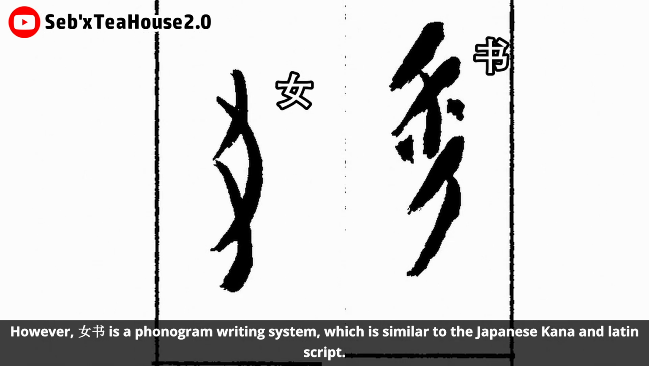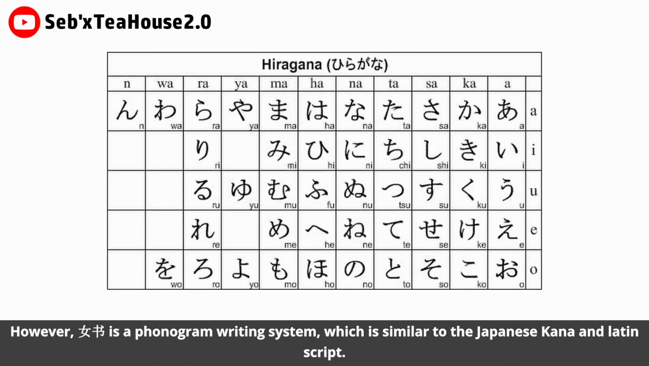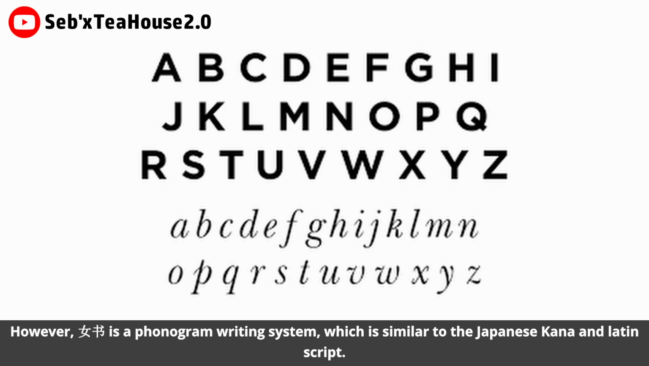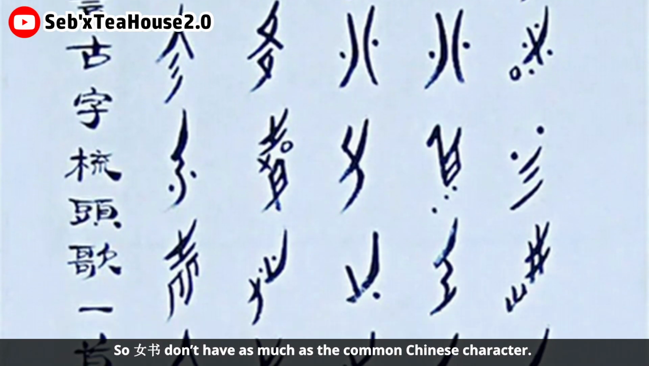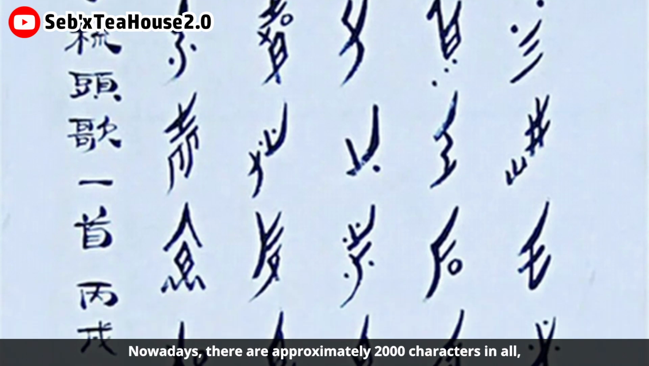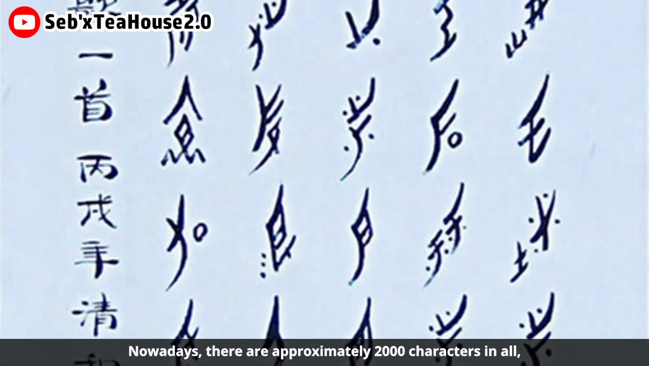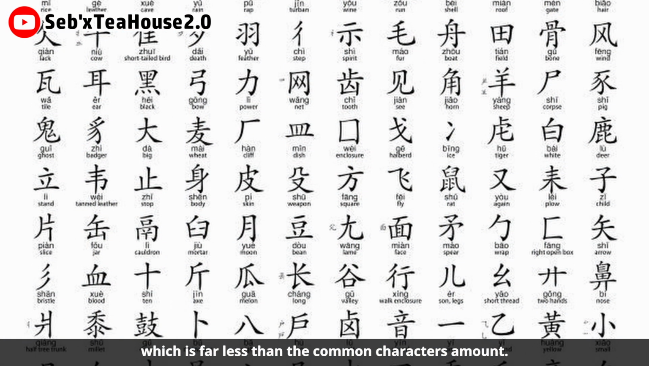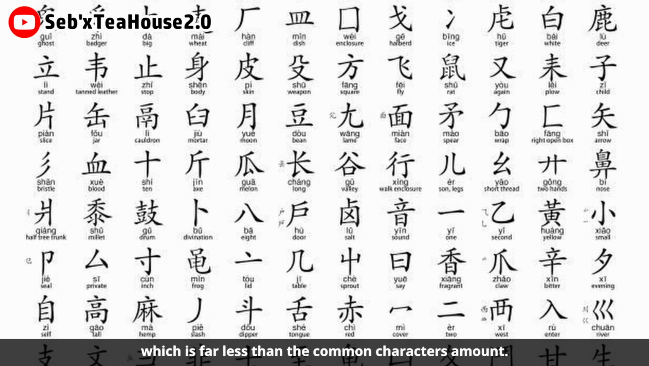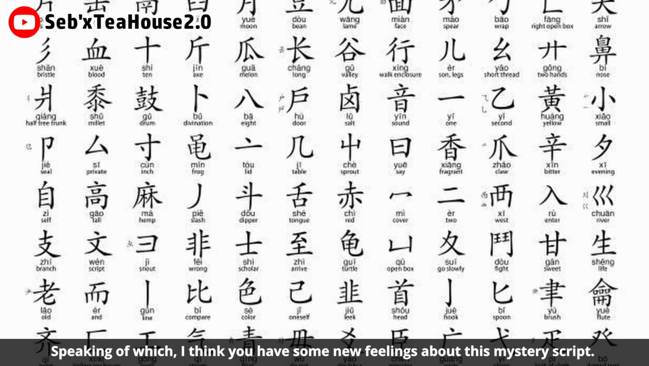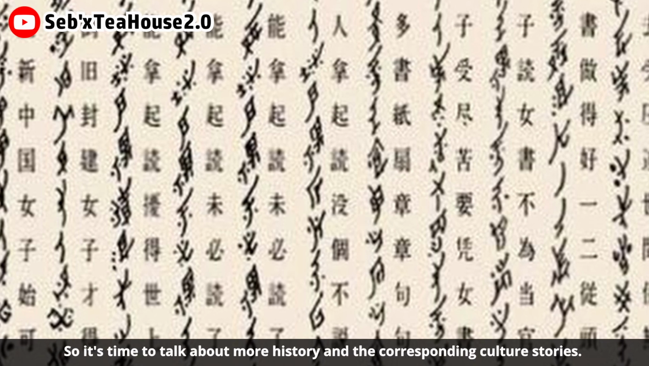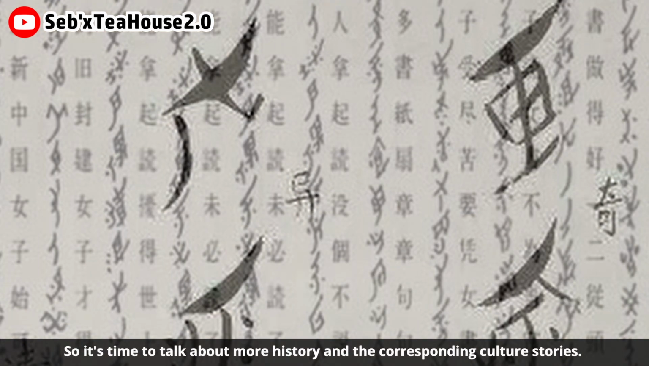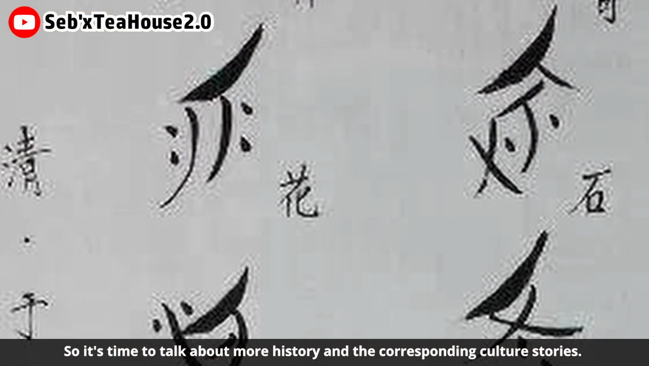However, 女书 is a phonogram writing system, which is similar to the Japanese kana and Latin script. So, 女书 doesn't have as many characters as the common Chinese script. Nowadays, there are approximately 2,000 characters in all, which is far less than the common characters amount. Speaking of which, I think you have some new feeling about this mystery script. So, it's time to talk about more history and the corresponding culture stories.